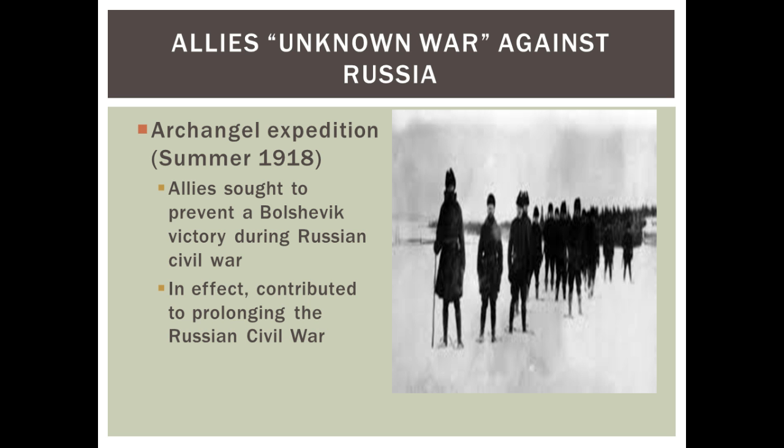Revolution, the Bolshevik Revolution. And so Russia is pulled out of World War I at this point, and the Allies are seeking to prevent a Bolshevik victory during the Russian Civil War. They want to help the Tsar of Russia so that he'll help us fight. Okay, so they want to get Russia back in, so they're going to try to slow this down.